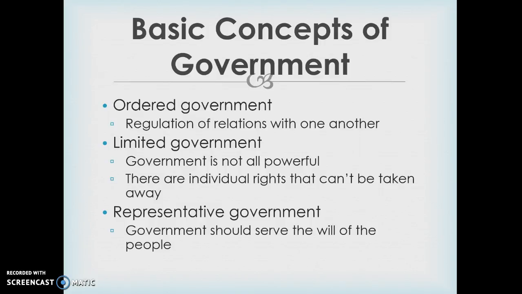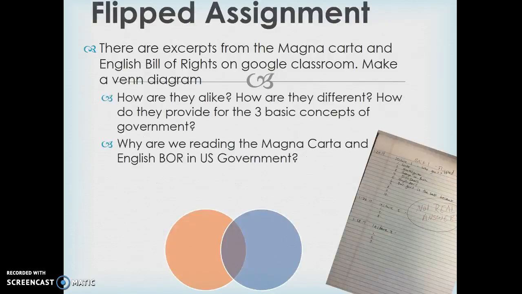It's ordered in the sense that we have regulations within each branch and regulations on how those branches interact with each other. It's limited in the fact that the government doesn't have all power, and there are certain rights that individuals have that can't be infringed upon by the government, natural rights or unalienable rights. And then also our government is representative. It is supposed to serve the will of the people.